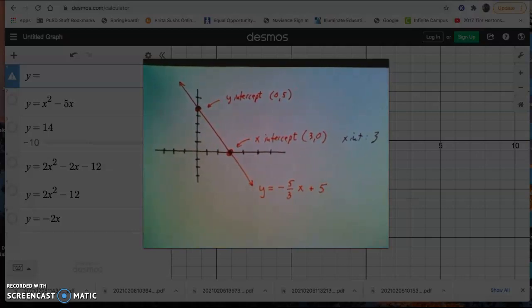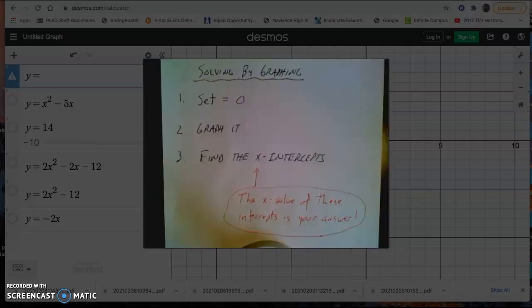But these x-intercepts are going to end up being the star of the show, so you're going to need to pay attention to the x-intercept. So to solve by graphing, you're going to follow these 3 easy steps, and we're going to take you through it on Desmos. But basically, you're going to take your equation and set it equal to 0.